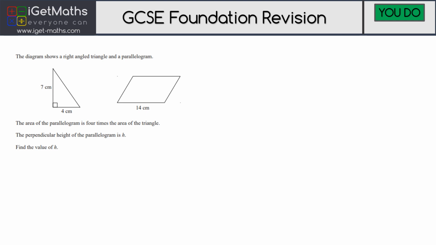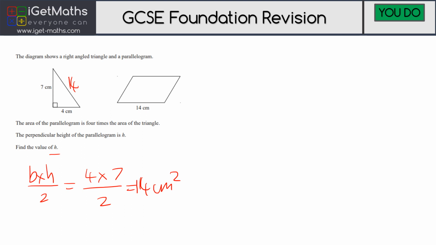Okay, so your question, the diagram shows a right angled triangle and a parallelogram. The area of the parallelogram is 4 times the area of the triangle. The perpendicular height of the parallelogram is h. Find the value of h. So step 1, we're going to find the area of the triangle by doing base times height divided by 2. The base is 4 times the height, which is 7. 4 times 7 is 28. Divided by 2 is 14 centimeters squared. So we've got 14 centimeters squared for the triangle.